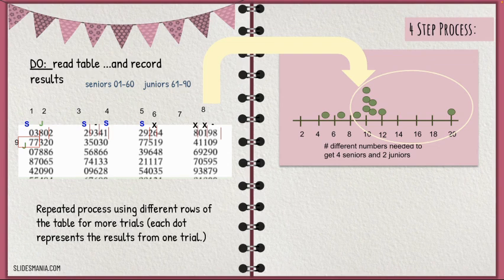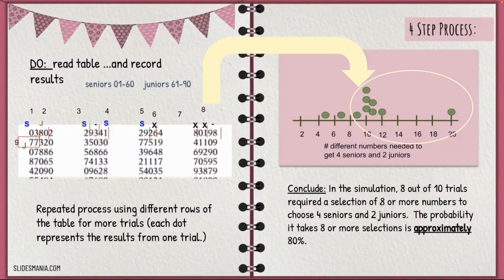All right, so we want to answer the question. The question was, what's the probability it takes 8 or more selections to get 4 seniors, 2 juniors? So here's our 8 or more. So we count them up. In this simulation, 8 out of the 10 trials, so see how there's 8 here, 2 are outside, were required for a selection of 8 or more numbers to choose 4 seniors and 2 juniors. The probability it takes 8 or more selections is approximately 80%. So 80% of the time. So that is our conclusion.